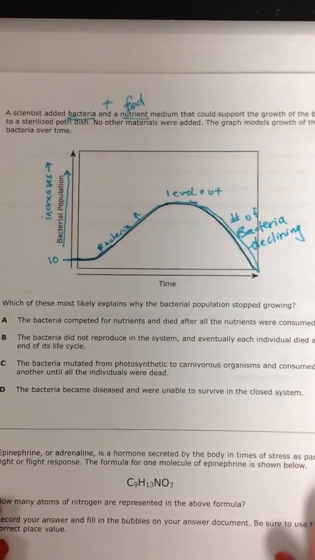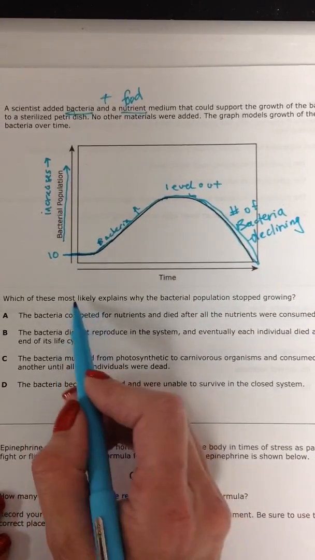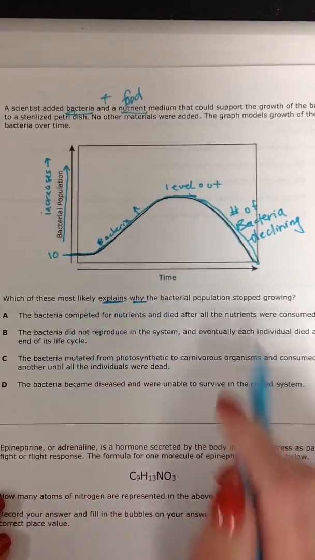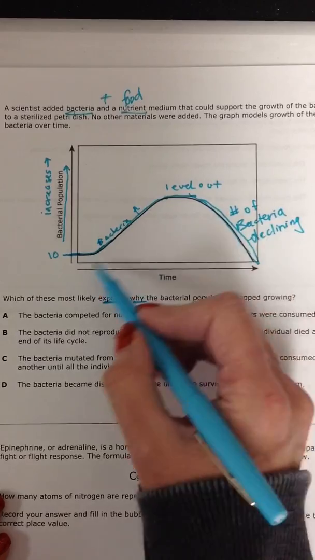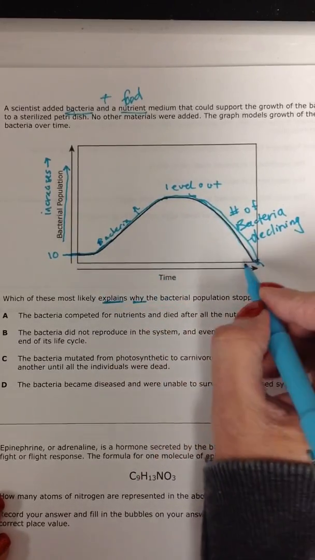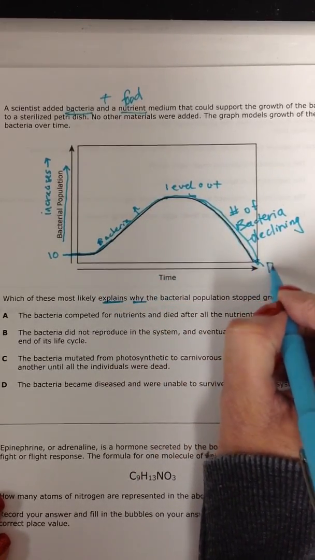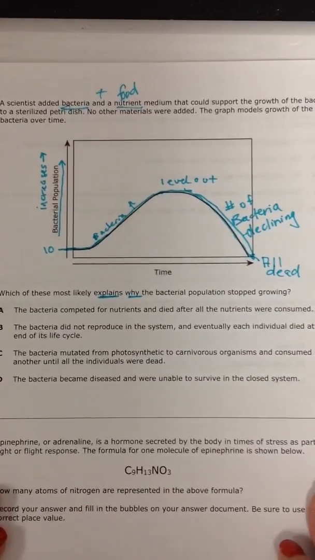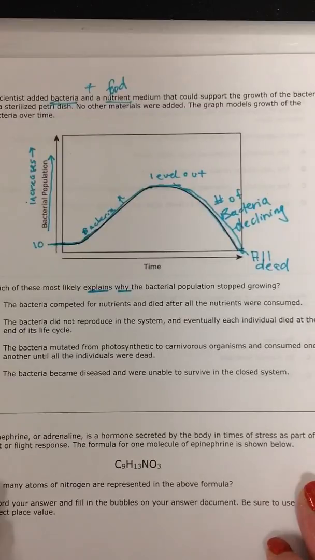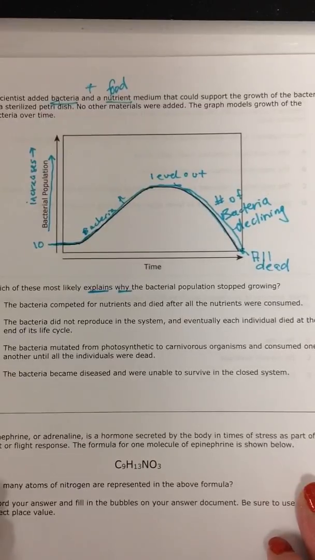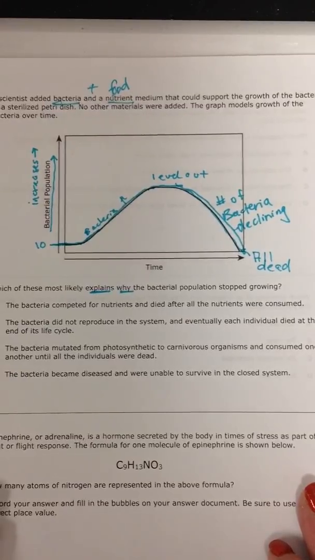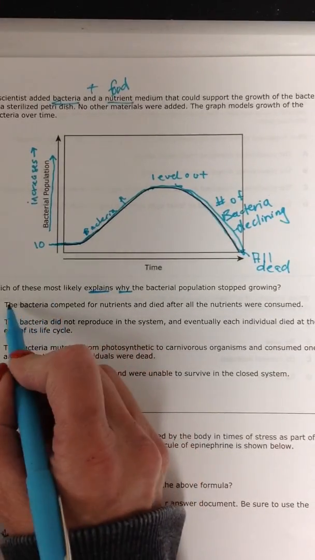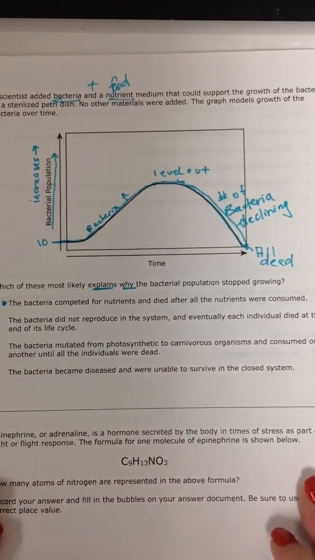So what could explain this phenomenon? We want to know which of these most likely explains why the bacteria population stopped growing. It didn't just stop growing, it ended up on line 0, so they're all dead now. Right? Okay. So, A, the bacteria competed for nutrients and died after the nutrients were consumed. Well, I would say that's a pretty good choice because that's all that was in that dish was bacteria and nutrients. Okay, so that might be a good choice.